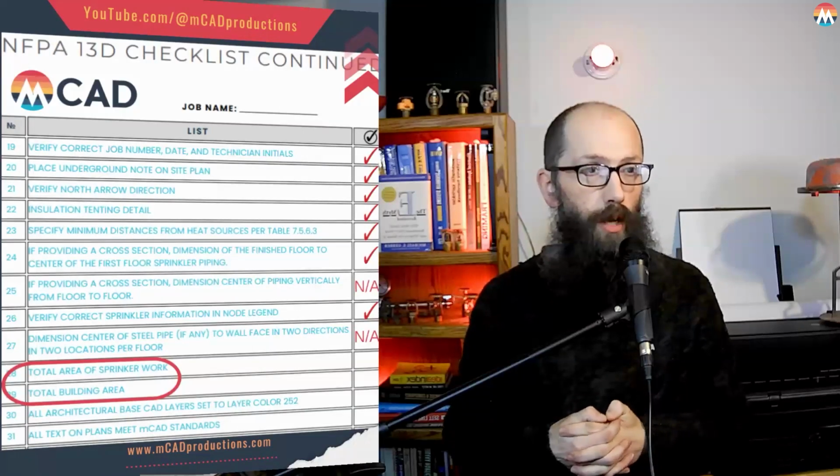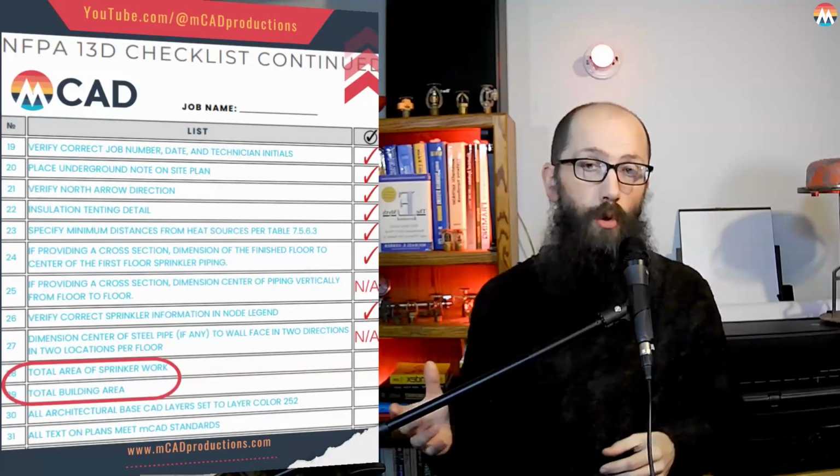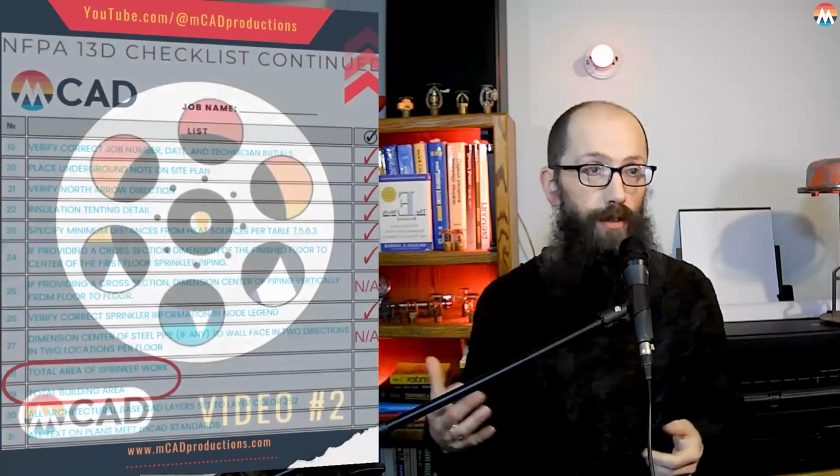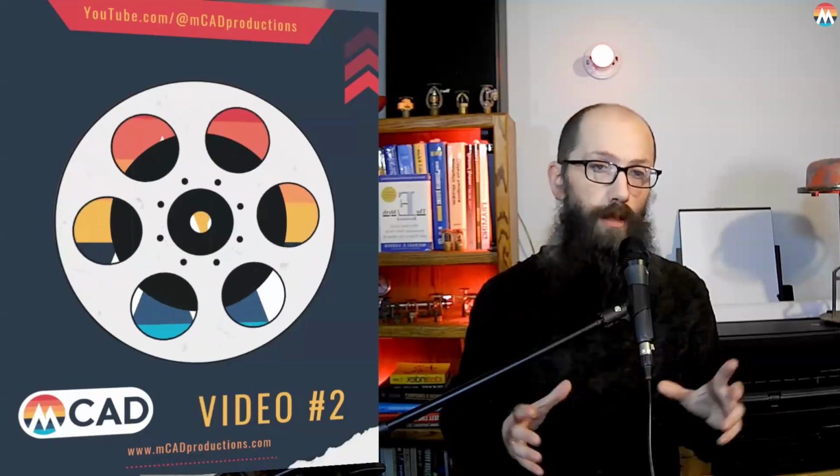So total area of sprinkler work and total building area, not always exactly the same. But now we have a short video on a method for measuring it using the polyline command. And this video, I believe, was about 7 minutes. Is that right? Yeah, just under 7 minutes.